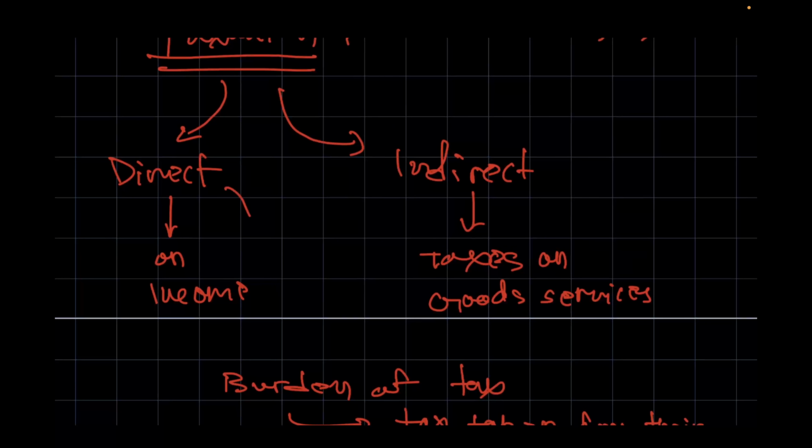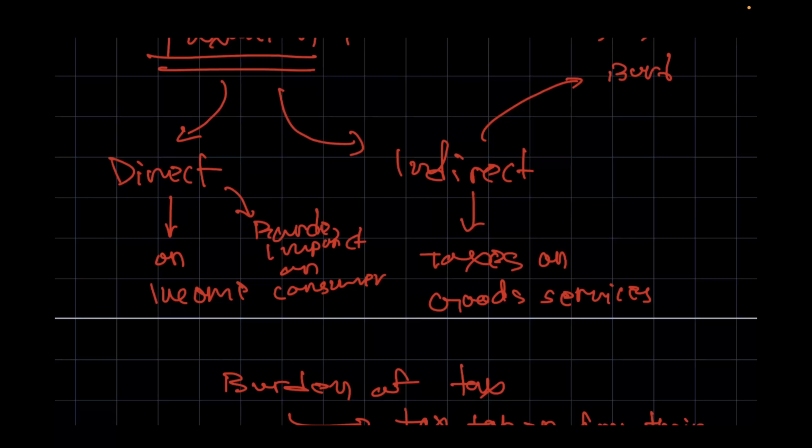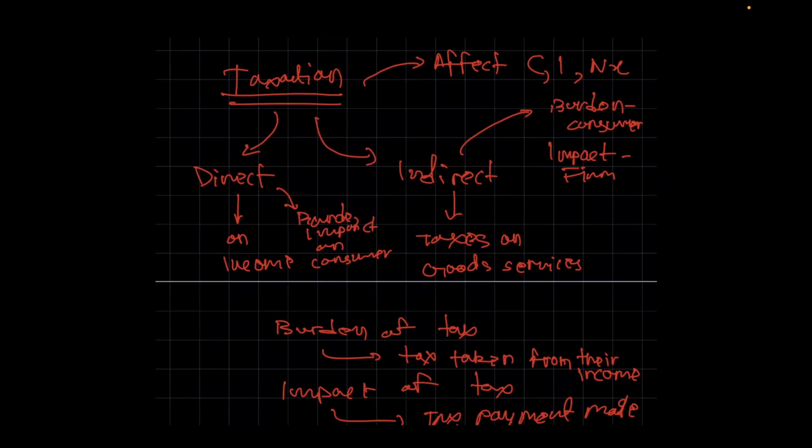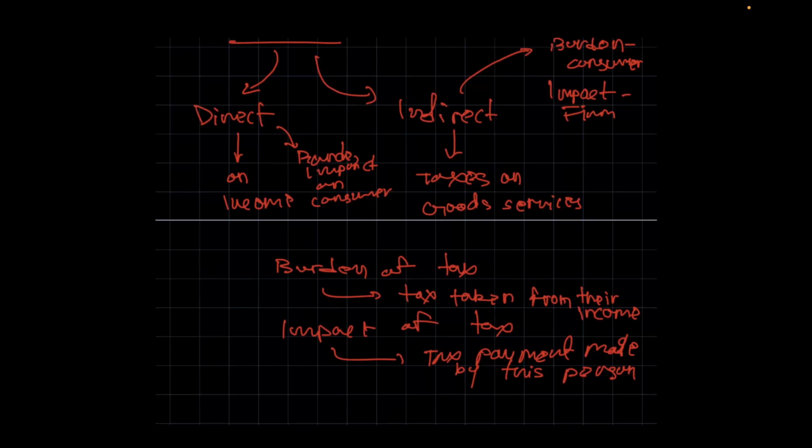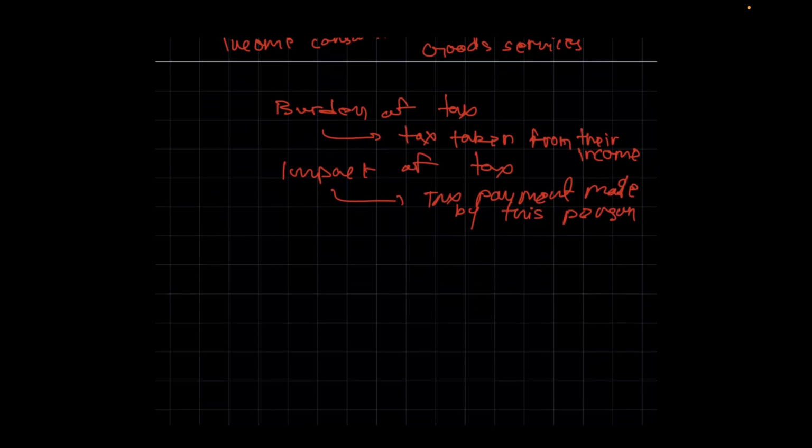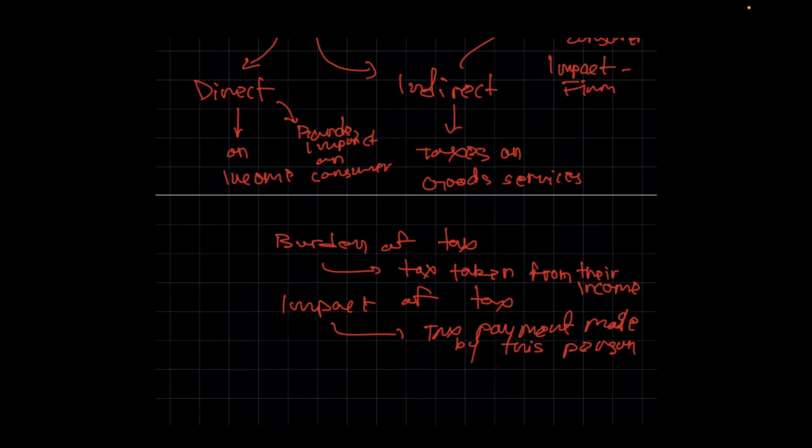So essentially, the key difference is that in the first case, with direct taxes, you have both burden and impact on your consumer. And when we look at indirect taxes, your burden is on consumers, but the impact is on firms. So the firms essentially end up paying the taxes, however the tax is directly from the consumer's income. So this is some of the key overview of how taxation works.